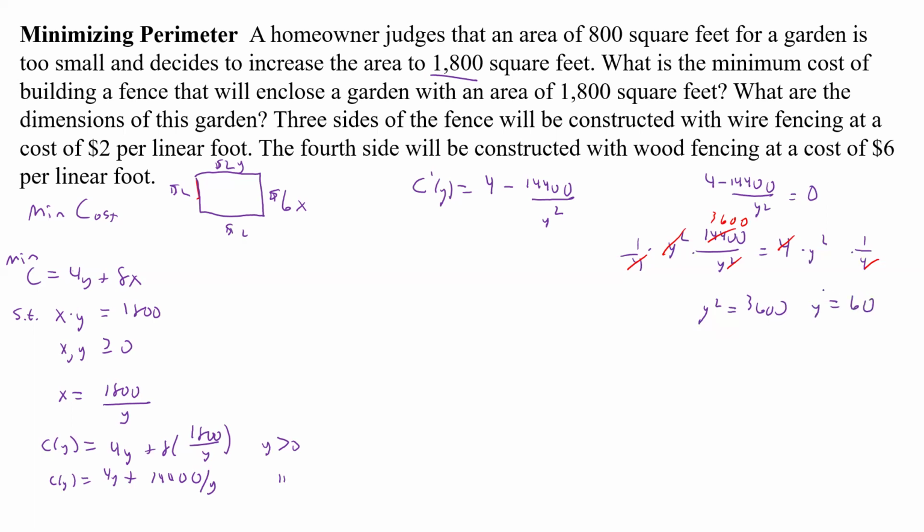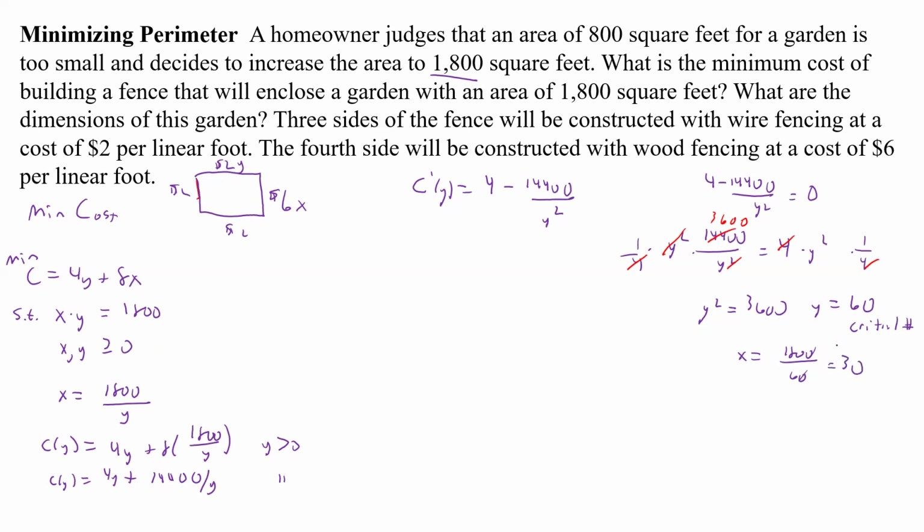Now we can't have a positive and negative, we can only have the positive. And so this is going to be our critical number. So now if y is 60, can we get x? Yeah, we can plug that back over here. And so x is equal to 1,800 divided by 60. One of those zeros goes off, and we get 30.